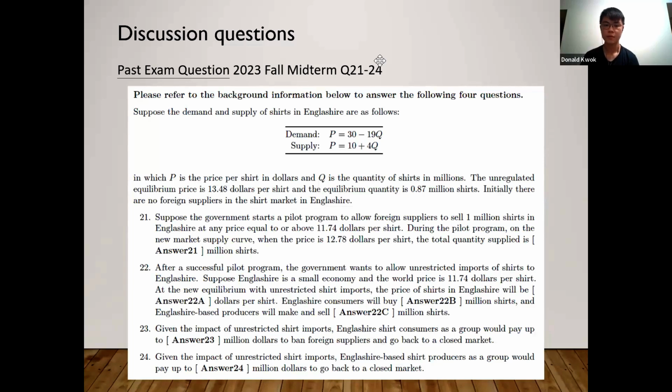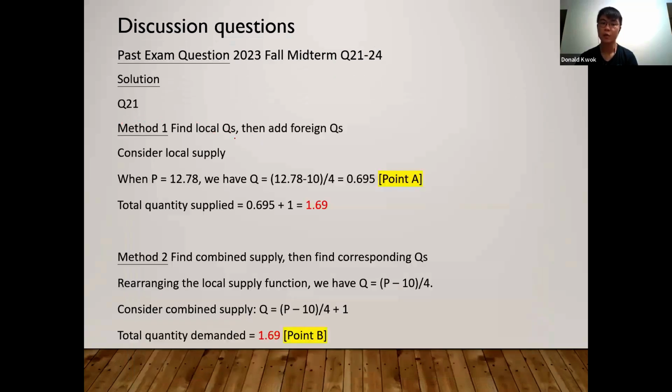Let me start with question 21, to find the total quantity supplied at the price of 12.78. We are going to use two methods again, right? Method one is to find the local quantity supplied and then add the foreign quantity supplied, while method two is to derive the combined supply curve. The technique is somewhat similar to the previous problem. So let's start with method one.